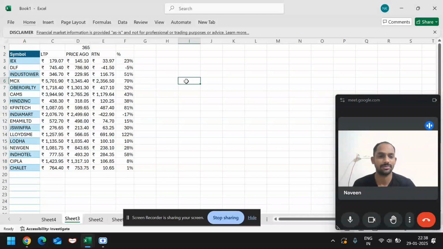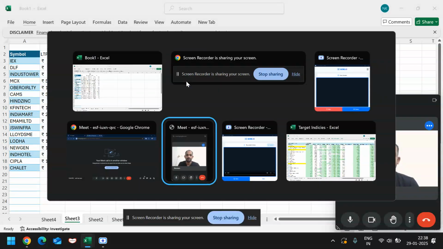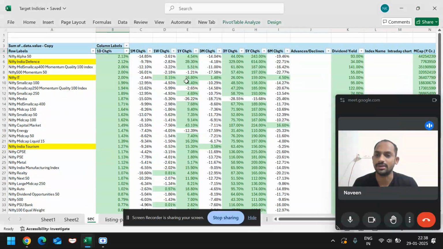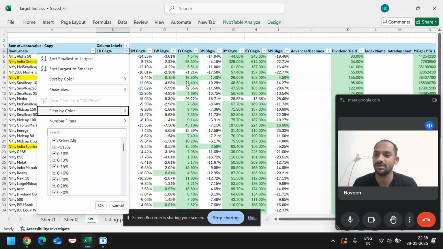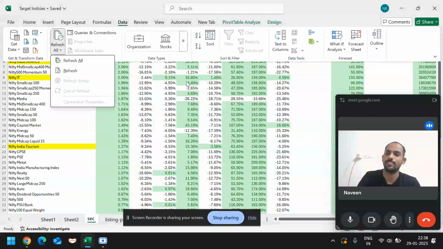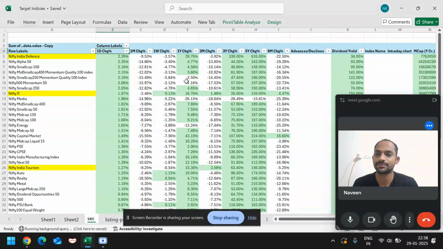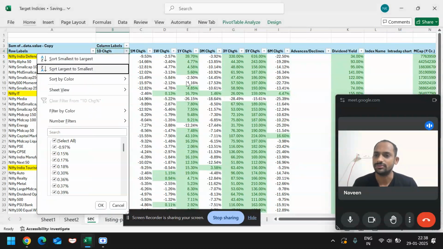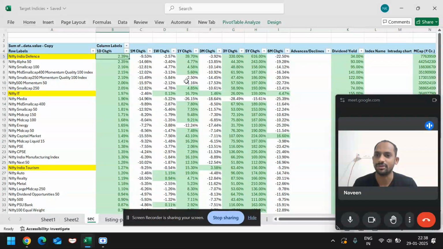Now in the second part of the video, we will also see today's Nifty indices and how all the indices have performed. Since we are following this indices screener, I'll just refresh the data. See, today is the 29th of January 2025. The market has rallied really well, up by 1%. Further, I will sort this from highest to lowest.